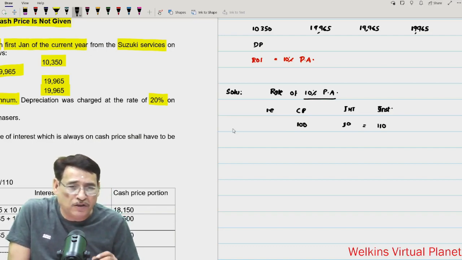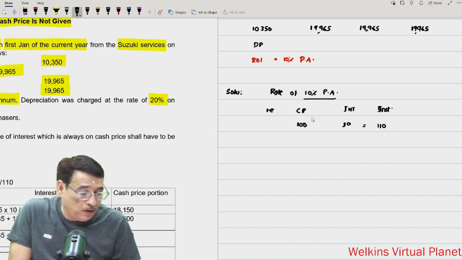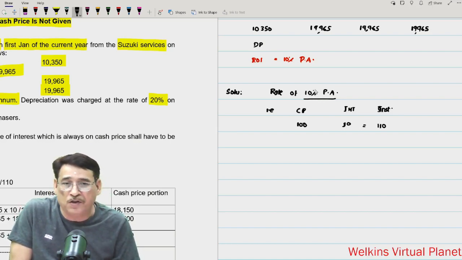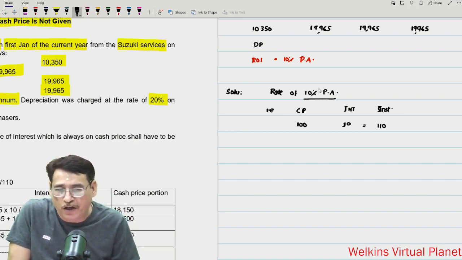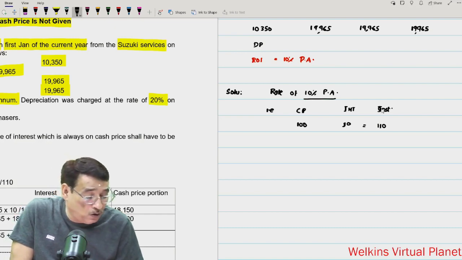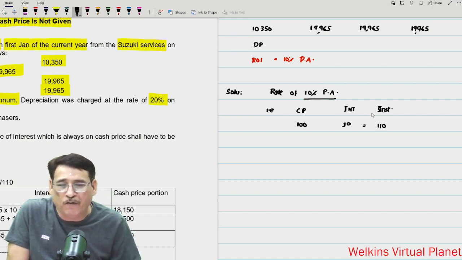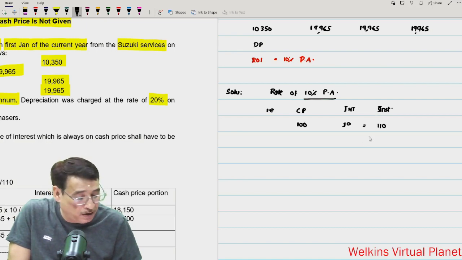So now the first thing which you will have to do is, now you will have to convert this rate of interest which is always on cash price, you will have to convert it into rate of interest on installment. We can do so. We have learned it in branch how to do that, correct?